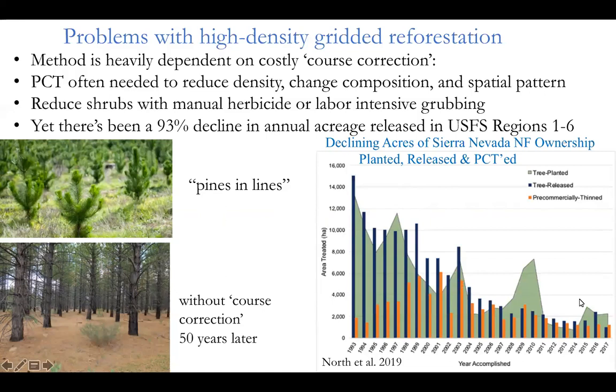There's also been a decline in planting, but there's a backlog of planting that has not really been either released or pre-commercially thinned. There was a pulse of pre-commercial thinning in the late 90s and early 2000s, but again, the pre-commercial thinning has been reduced by about 40% by 2017 from its peak.